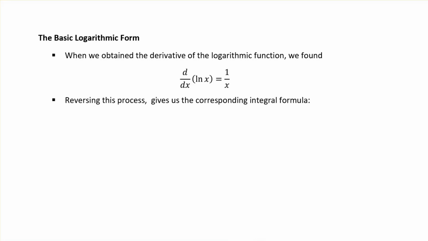Hello everyone. In this video, I will continue our series on methods of integration, and we will cover the basic logarithmic form. Previously, we learned that the general power rule for integrals is: the integral of u^n du is equal to u^(n+1)/(n+1) plus a constant c. You increase the power by 1 and divide by the new power, where n should not be equal to -1.